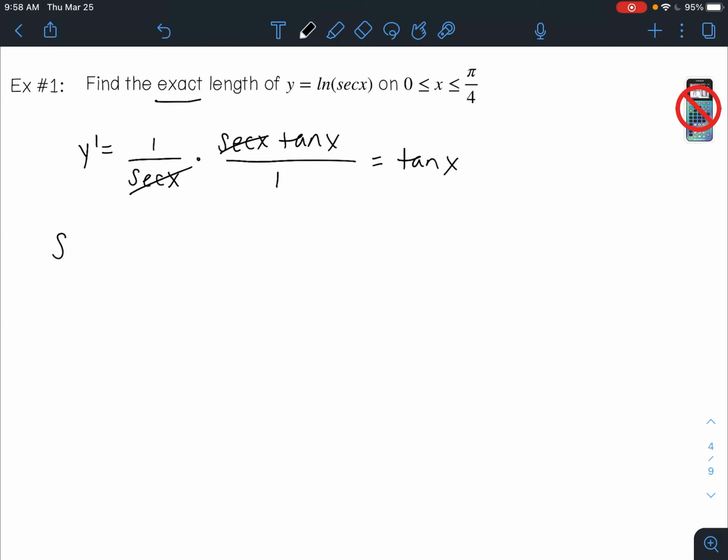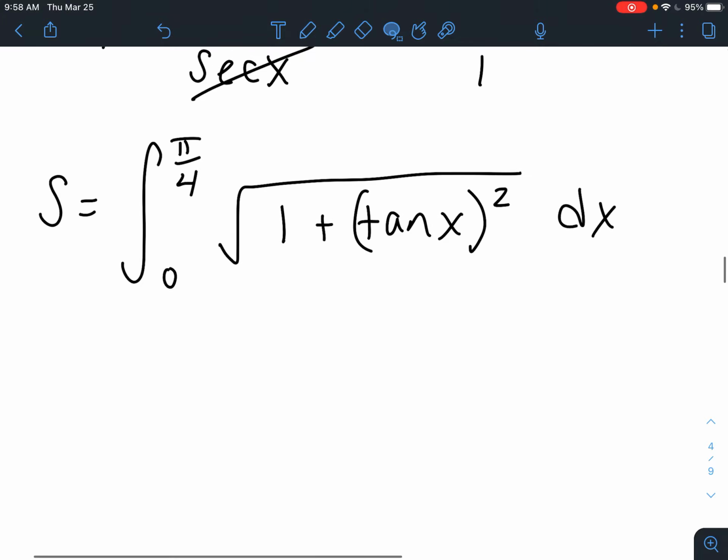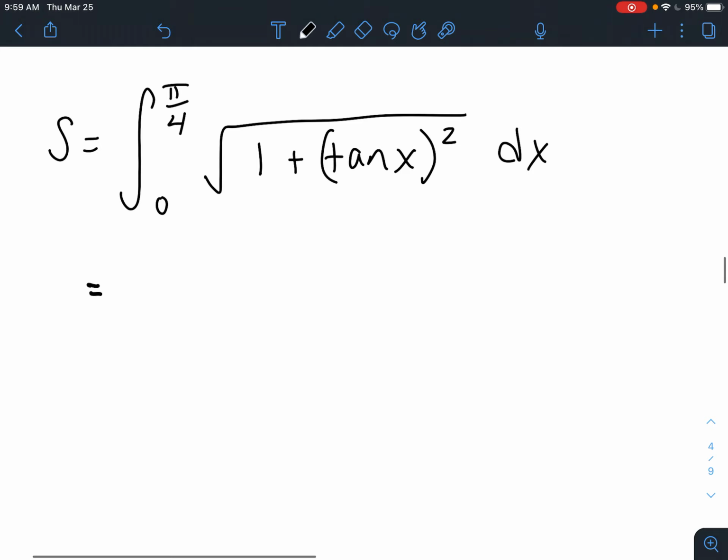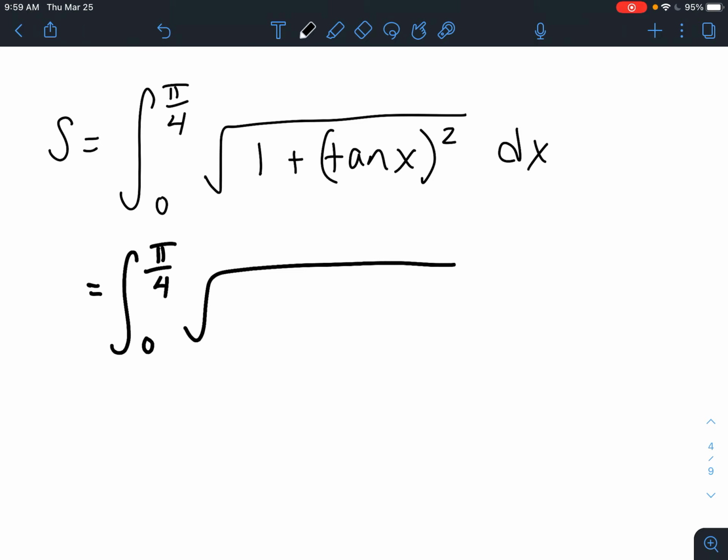So my arc length, my s, is going to be the integral from 0 to pi over 4 of the square root of 1 plus tangent of x all squared dx. I'm going to start writing a little smaller. So we get the integral from 0 to pi over 4 of the square root of 1 plus tangent squared. And since we're doing this without a calculator, this must be able to be integrated.